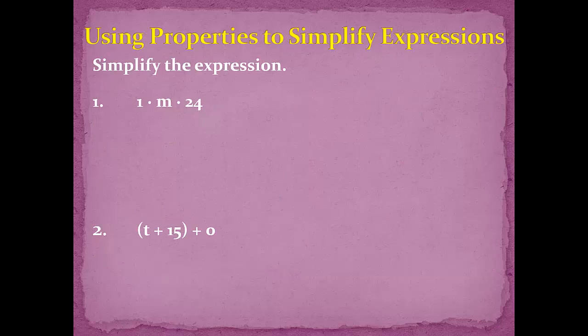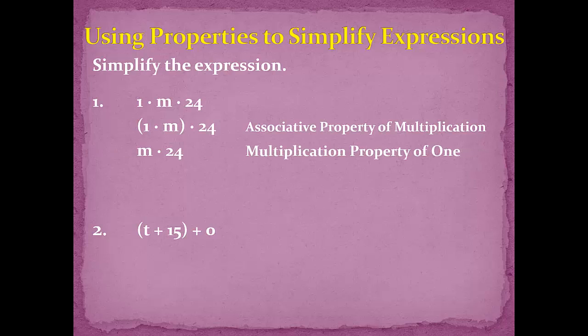Now we're going to simplify the expressions using the properties. So for number 1, I have 1 times m times 24. So the first thing we can do is use the associative property of multiplication. It shows us that we're going to group together 1 times m and then times 24. So now I have the quantity 1 times m times 24. We know that the multiplication property of 1 tells us that 1 times the number equals that number. So 1 times m would equal m. So now we have m times 24. And m times 24 is the same thing as 24m.